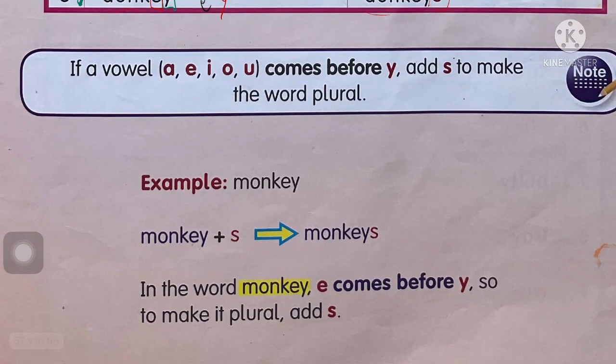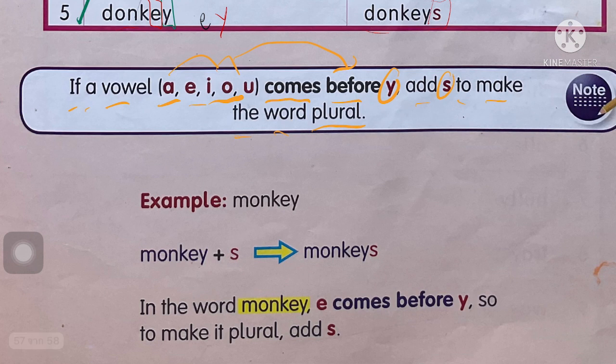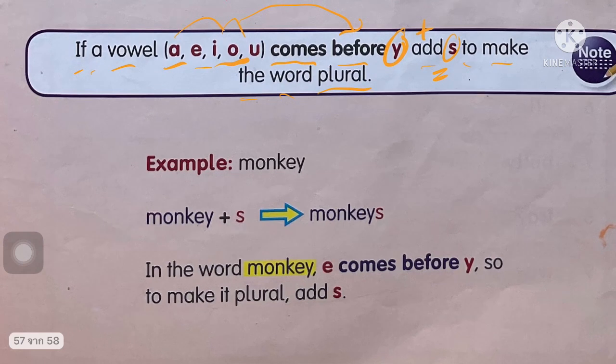Look here. If the vowels A, E, I, O, U come before Y, all of them mark on Y, so we add S to make the word plural. We don't need to add IES here because A, E, I, O, U come before the Y, the vowel wins, so we just add the letter S.